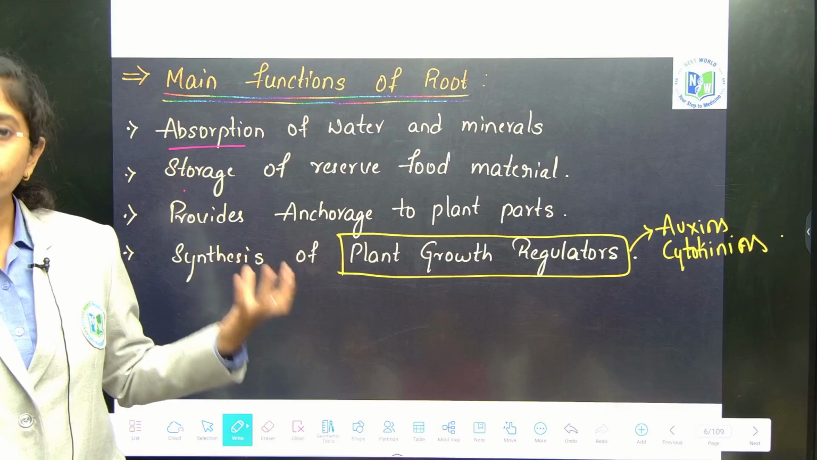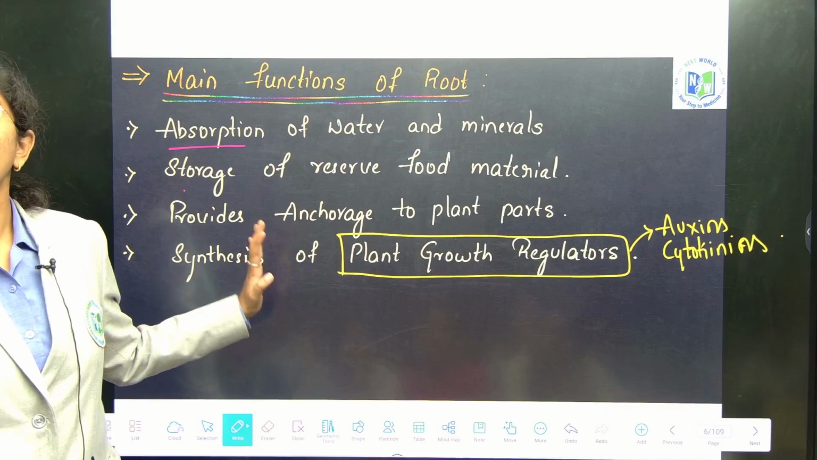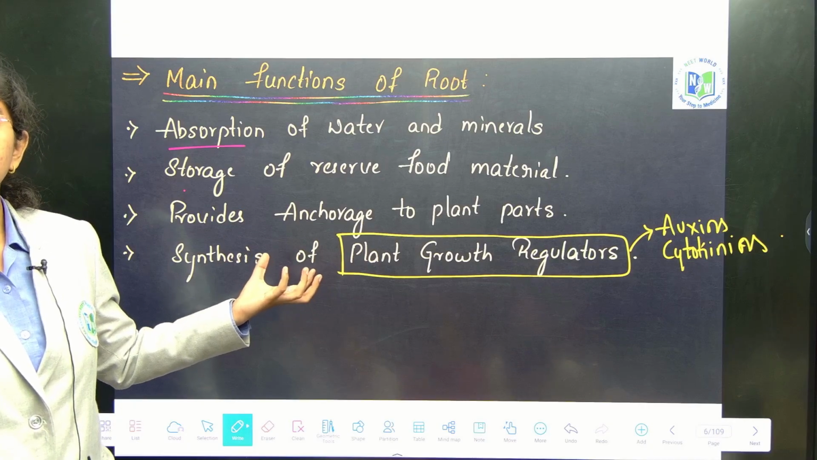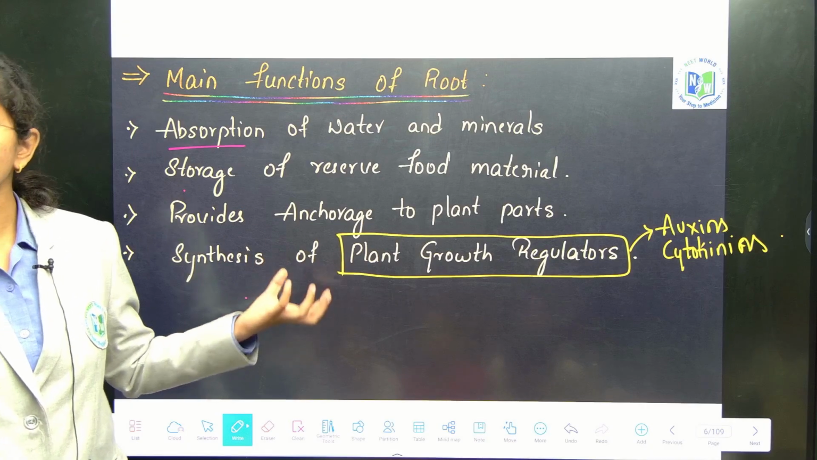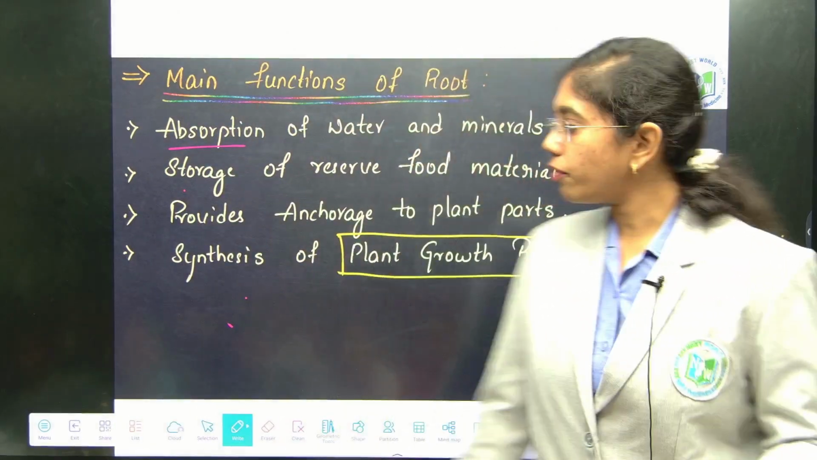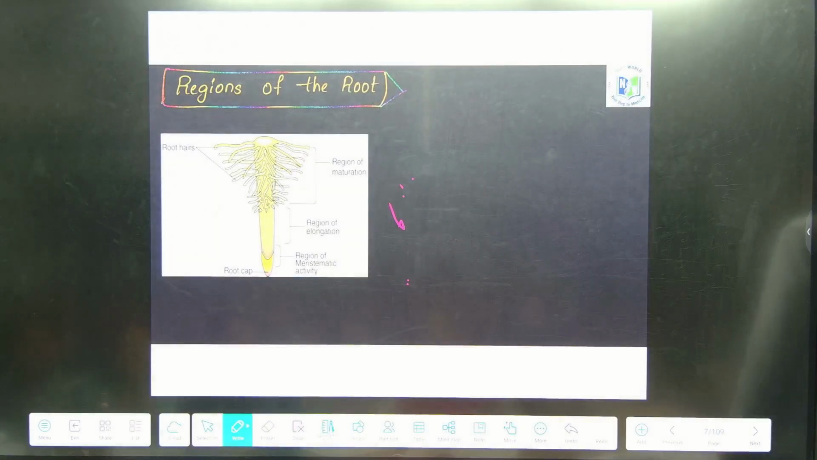If any of these is being performed, then you will call such roots modified roots. Roots modify because of functions. When functions of the roots get altered, roots will be modified. So, before going to the modifications of roots, we will once see the regions of the root.